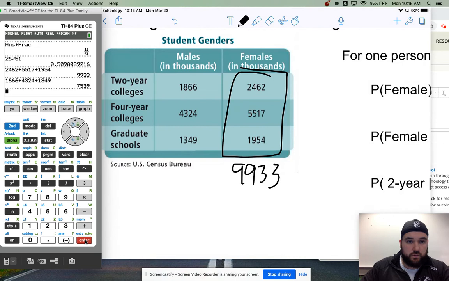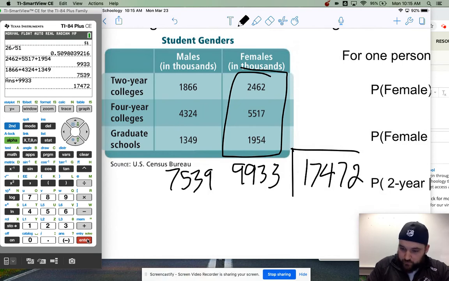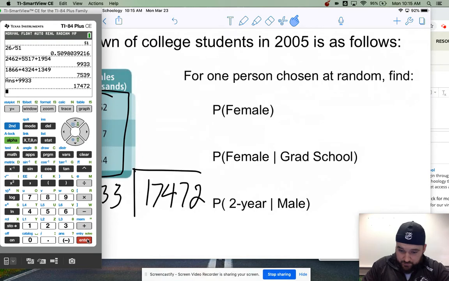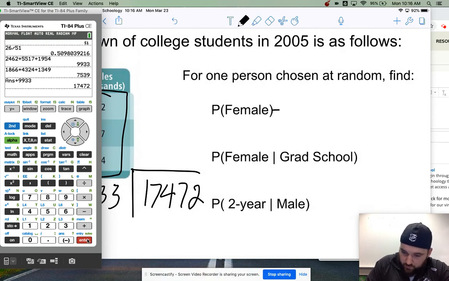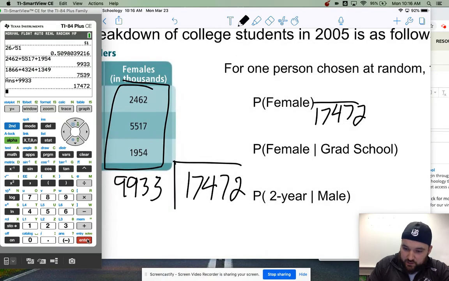1349, 7539. And then if I add both of those numbers up, I get the grand total. So my giant sample space is 17472. Okay, so my sample space is going to be that number I just found, 17472. And then my event space is the probability I choose a female, which is 9933.